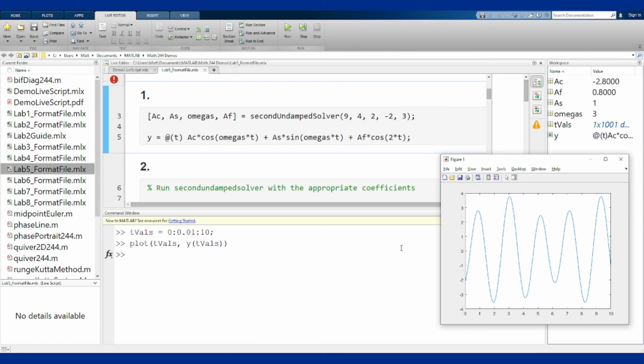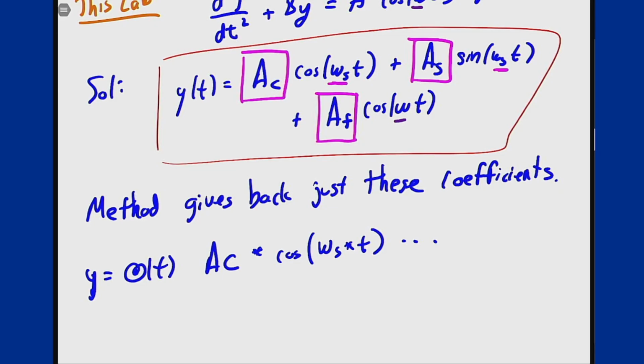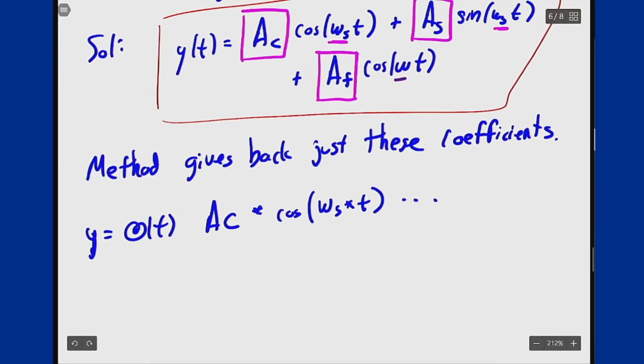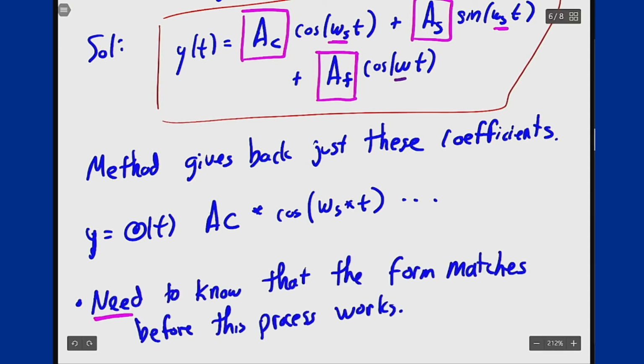One last comment on this. This idea only works when you know the form of the equation. For example, I couldn't take these AC, AS, whatever coefficients and use them to represent a quadratic function, right? Because the form of the quadratic function doesn't match the form I am given here. So you need to know the form matches before this sort of process works. If the form doesn't match, you'll get some weird errors, as you may or may not see while you're going through this lab assignment.